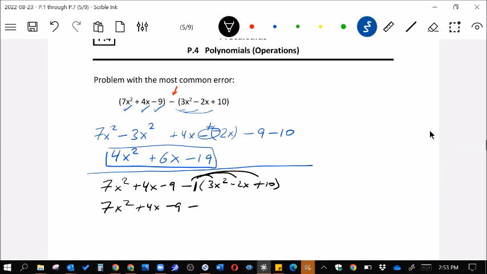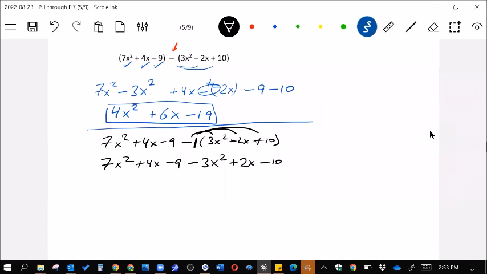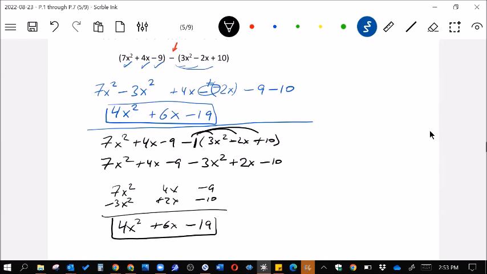Minus 1 times 3 is minus 3x squared. And we have minus 1 and a negative 2. So that becomes a plus 2x. Minus 1 times 10 is minus 10. So you can then combine like terms. We can actually take these. I'm going to do 7x squared minus 3x squared, 4x plus 2x, and minus 9 minus 10. So I get the same 4x squared plus 6x minus 19 that I did above.